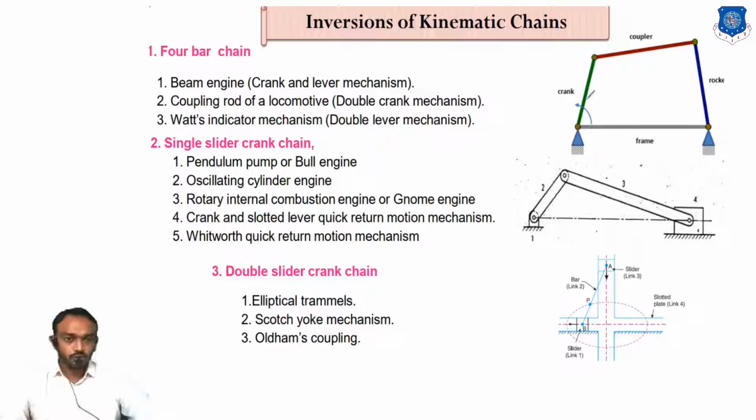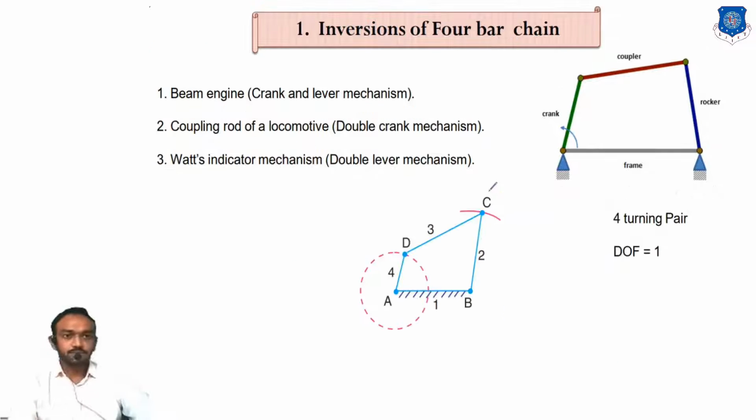In total, in our course there are 11 inversions of these 3 chains: first is the 4-bar, then single slider, and double slider. There are 3 inversions of 4-bar, 5 inversions of single slider, and 3 inversions of double slider. So we have to study all these inversions. Let's start with the inversion of 4-bar chain mechanism.